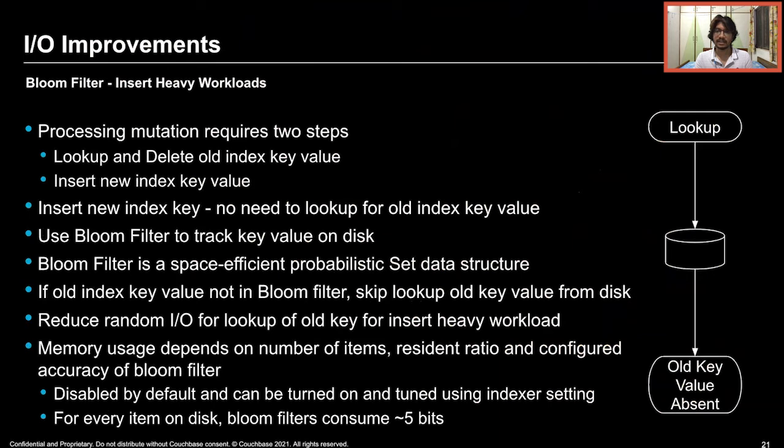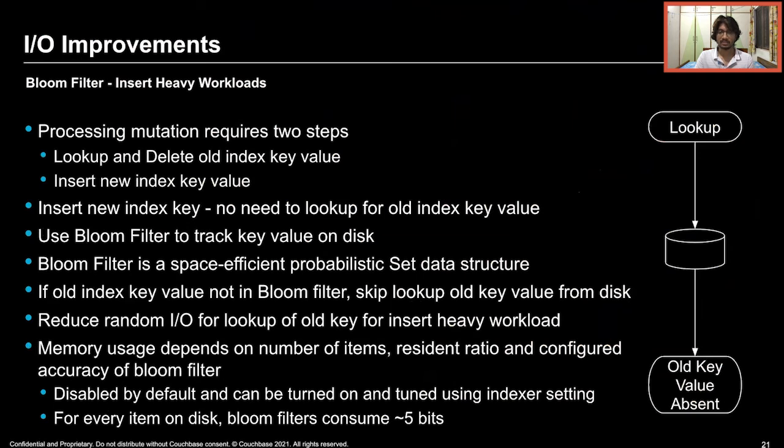Bloom filters were added to Plasma to improve bulk loads or insert-heavy workloads. Mutation processing has two steps. First, a lookup for the old index key value must be performed, and this old value has to be deleted. Second, the index key value must be inserted. When the mutation being processed is an insert of a new index key, there is no need to do a lookup for the old key value.